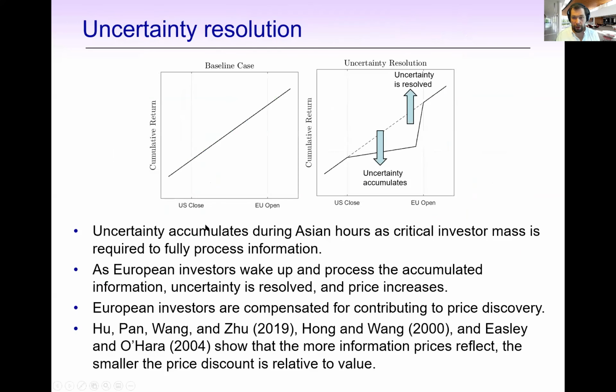All right, that's great. So let's focus on explaining what's going on. Our preferred explanation will be uncertainty resolution. So let me first explain what we mean by uncertainty, why it affects prices, and how all of this is related to this EU open stuff. There are different ways to look at uncertainty. We will follow Fischer Black's idea.